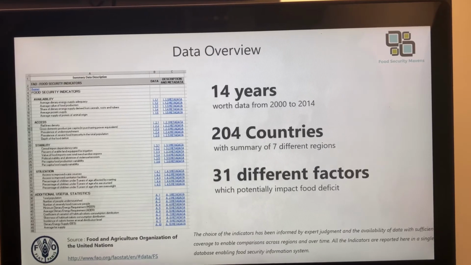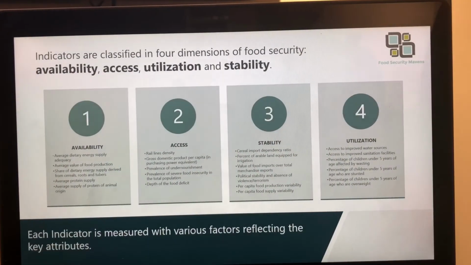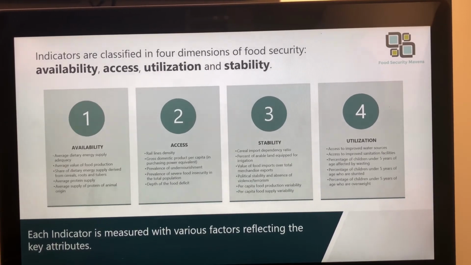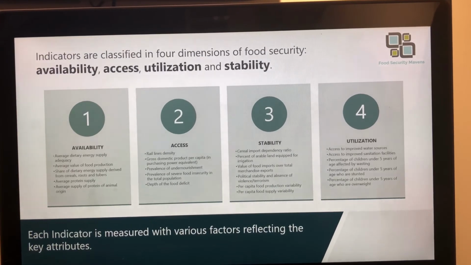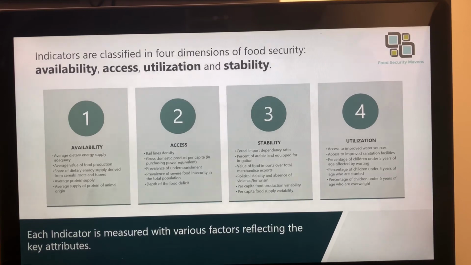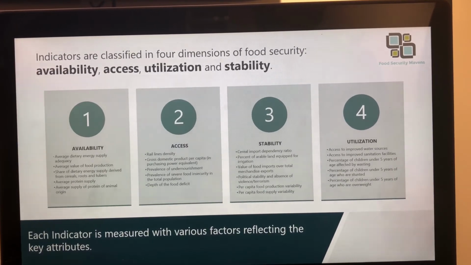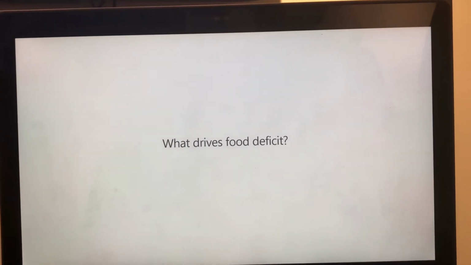From the data, what we see are some of the key indicators: availability, access, stability, and utilization. As we do our analysis, we will look into some of these factors and some of the key indicators from these factors that impact food deficit. Let's look into what drives food deficit.